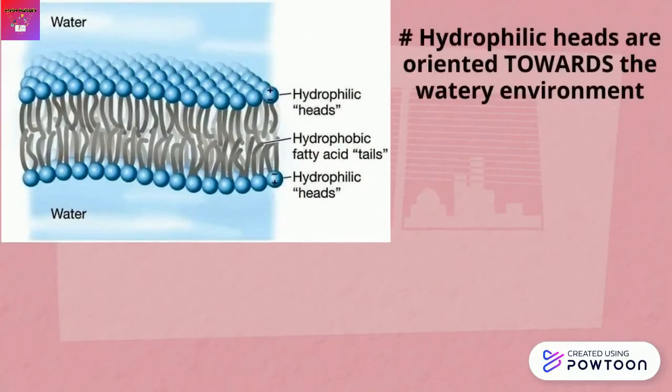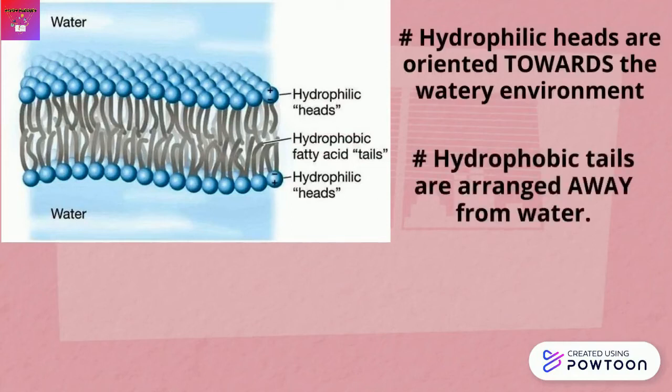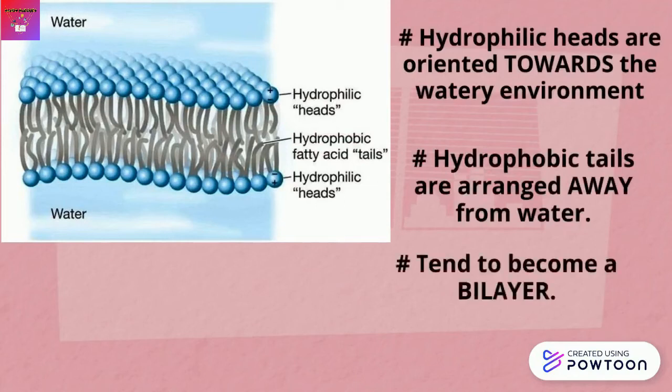As you can see in the picture, the internal and external environment of a cell is made up of water. These phospholipids are usually found at the plasma membrane of cells. So what happens is that the hydrophilic heads are usually oriented towards the watery environment. As for the hydrophobic tails, they are usually arranged away from the watery environment because they do not like the water. So these phospholipids tend to arrange themselves in a way, as you can see in the picture, and become what we call a phospholipid bilayer.